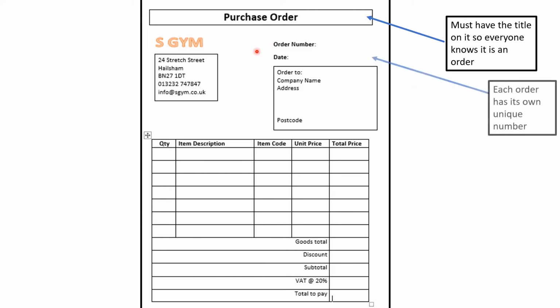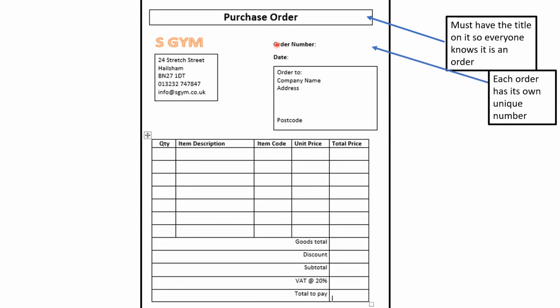The second thing we're going to have on is each order must have its own unique number. So when someone phones up and says, oh, I'm talking about order 325, we can look and find order 325, rather than saying, oh, it's the one for the garden chairs, and then having to look through loads and loads and loads. It's just a really easy way of keeping track of what we've ordered.